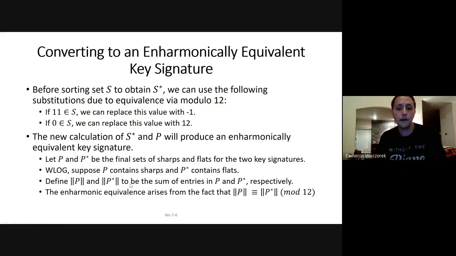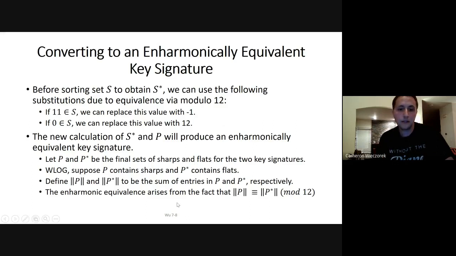Typically, the norm of a set or of a vector is non-negative. However, because we could be using -1s for flats, if we add up a bunch of -1s, we're still going to have a negative value. So we'll call it a modified norm. And really all it's doing is summing up the entries in our final set P and our final set P star.